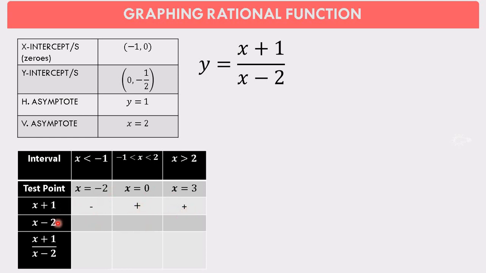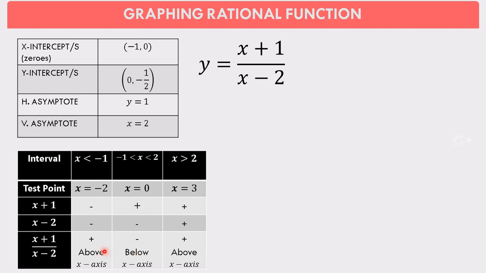Next one, negative 2 minus 2, negative 4, negative. 0 minus 2, negative 2, negative. And 3 minus 2 is 1, positive. Then, multiply. So negative 1, negative times negative, positive. Positive times negative, negative. Positive times positive, positive.